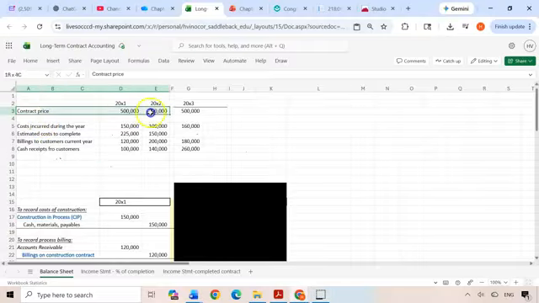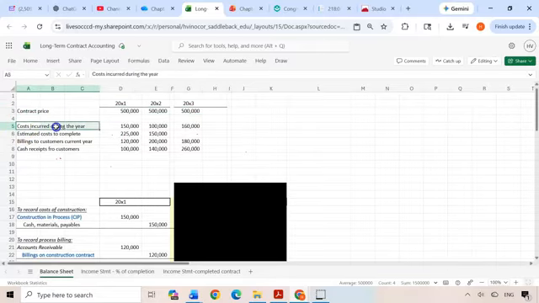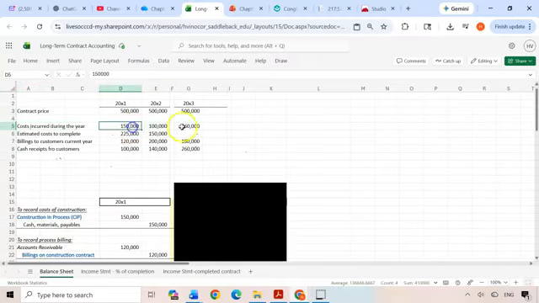Okay, so we know that the contract price is $500,000. Then we're given the costs incurred during the year for each of the 3 years, X1, X2, and X3. I'm going to point this out because we're going to need it later: the costs incurred during the year are for each year. At some point we'll need the cumulative costs, so we'll have to add up those costs each year.